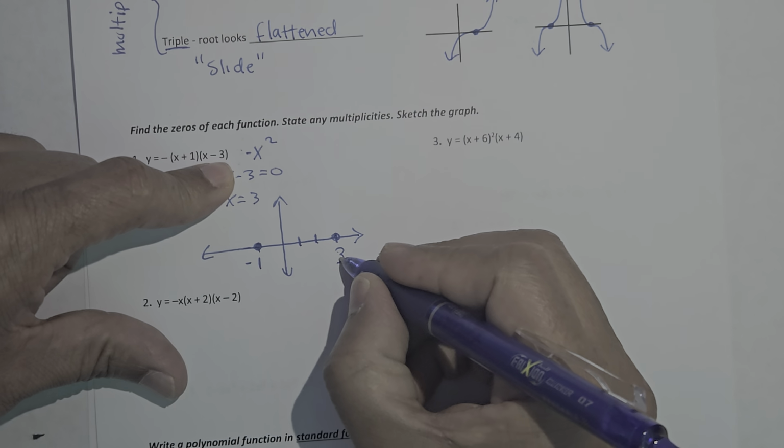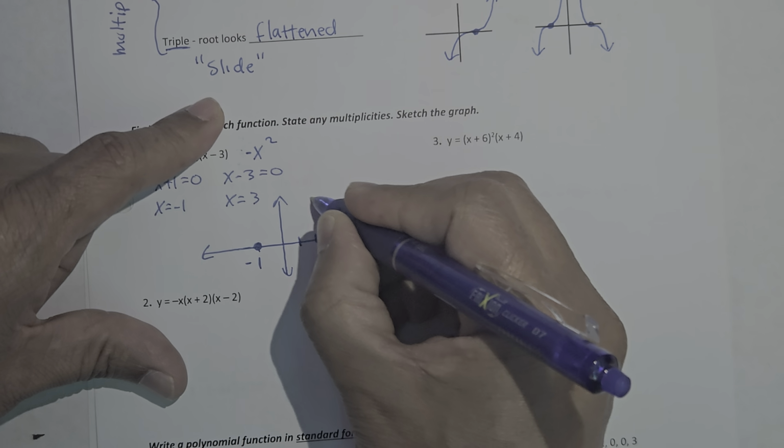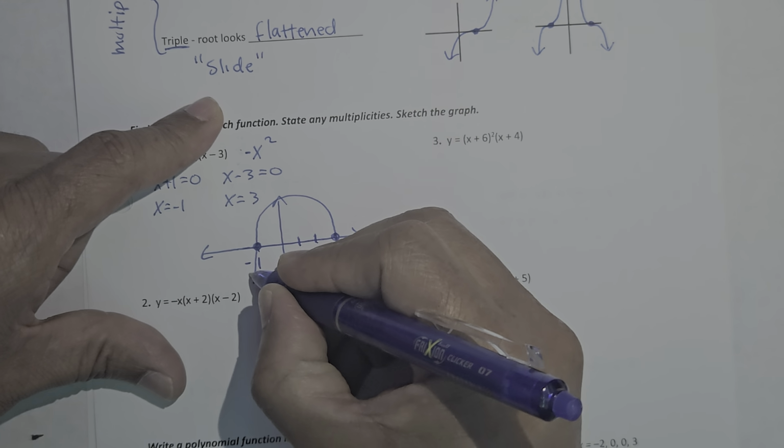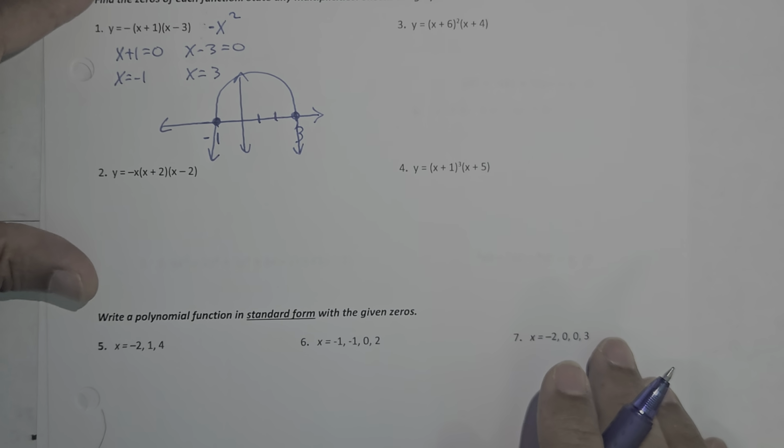Since we have a negative lead, the graph will be pointing down. So it's going to pass through this point, cut through it, then turn and cut through this point, and this is what the graph will look like for this polynomial. Okay, so that's the first example.